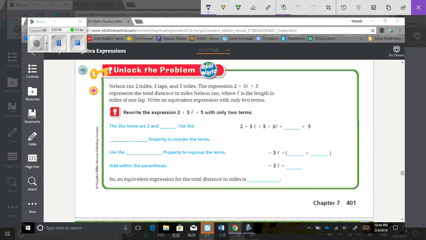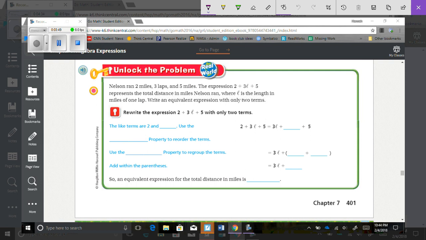If you think back at what terms mean, which was in lesson 7.4, it says the terms of an expression are the parts of the expression that are separated by an addition or subtraction sign. Okay, so that means we should only have one addition or subtraction sign in there so that we can get it all the way down to 2 terms.